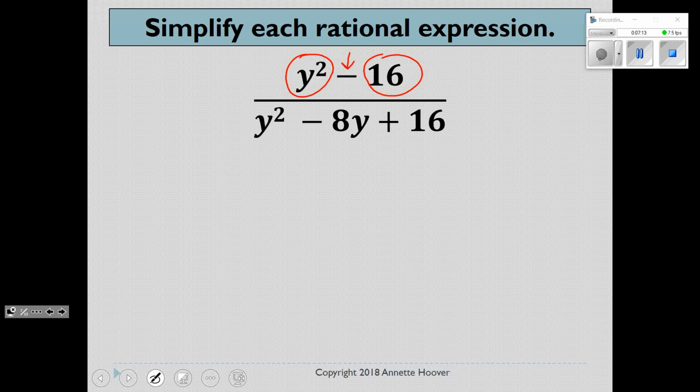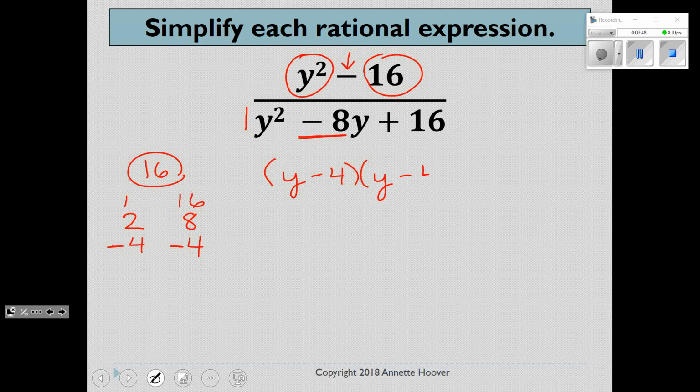On the bottom, we have a trinomial with the coefficient of 1. So again, here we have reverse FOIL. So we think of factor pairs for 16. We have 1 and 16, 2 and 8, 4 and 4. We want it to add together to get a -8. So if I make both of my 4's negative, that would multiply to get a positive 16, and it would add together to get a -8. So notice we have y minus 4 twice, y minus 4 squared.